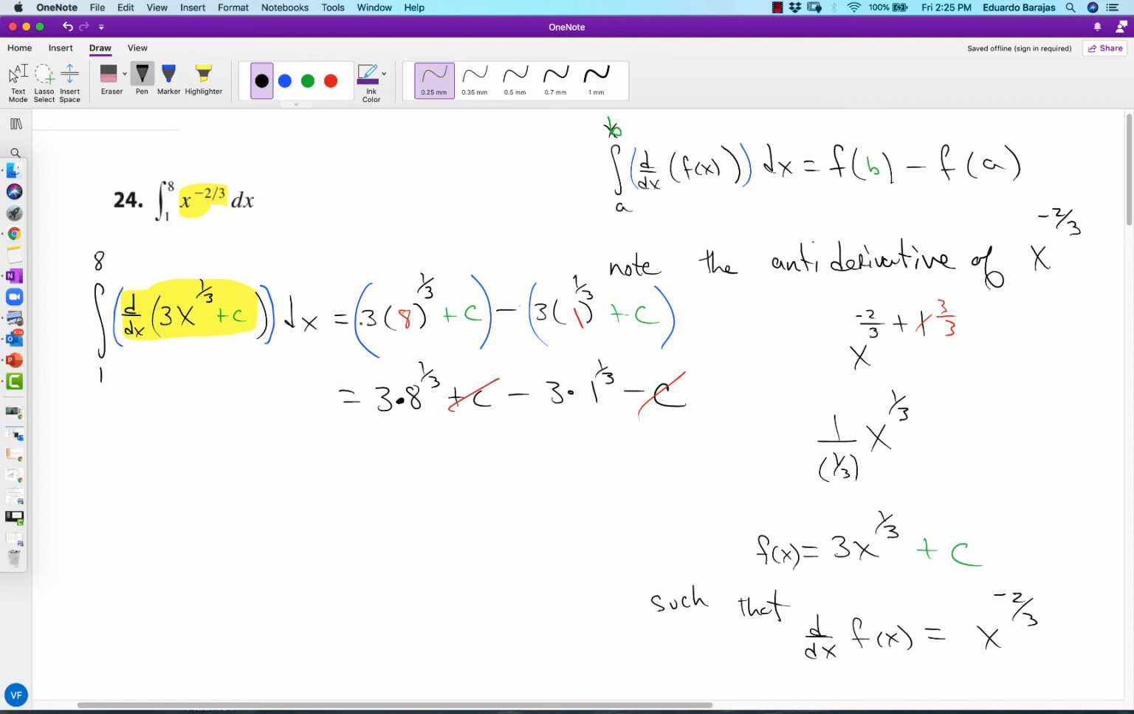And now all we have to do is simplify this as much as we can. The cube root of 8 is 2, so it'll be 3 times 2 minus 3. So 3 times 2 is 6, minus 3 is equal to 3. Right? So the integral from 1 to 8 of x to the -2/3 dx equals 3.